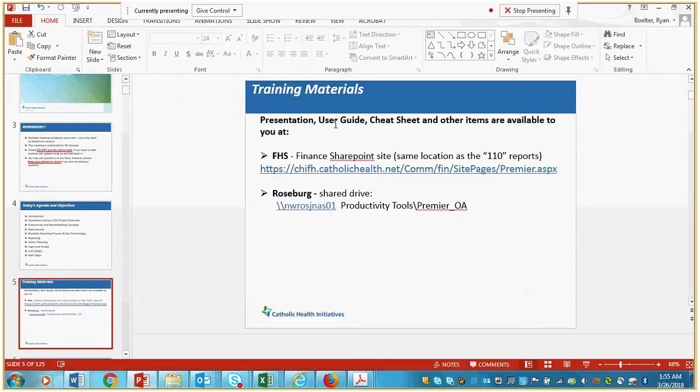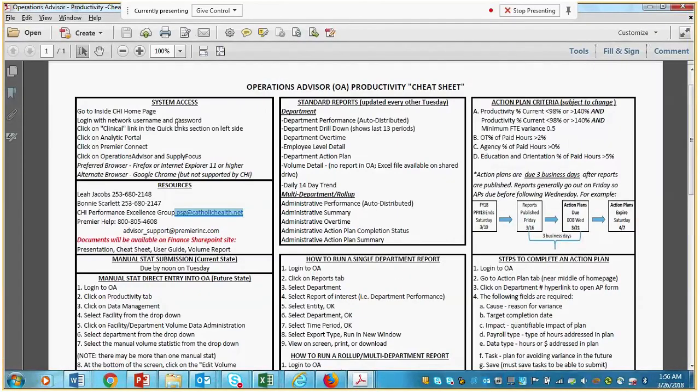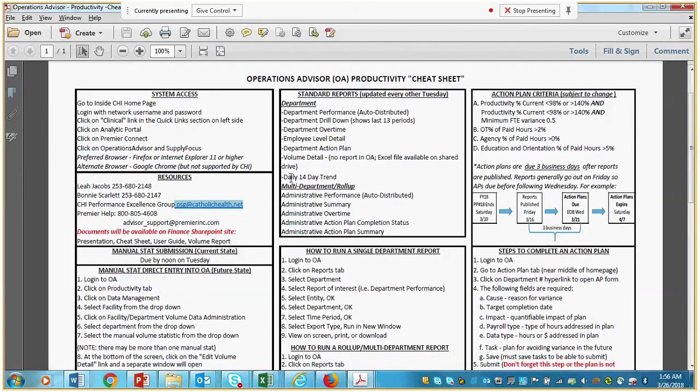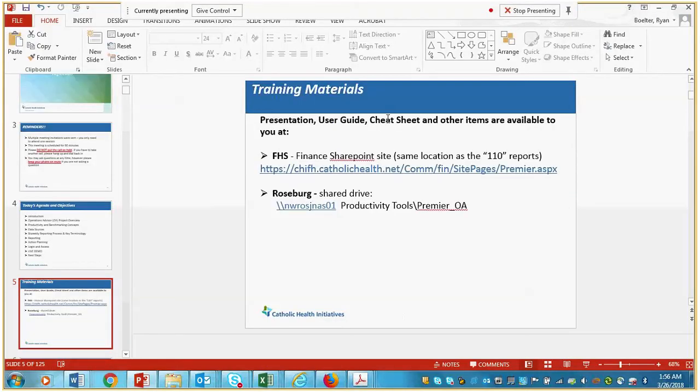There's an extensive user guide that's available. There's also a cheat sheet, which I have open here. So this will be a one-page document that you'll be able to refer to, just a quick reference guide. How do you log in? Who do you reach out to for help? And here's an email address that I'm going to mention a couple times in the presentation where you can reach people from Performance Excellence. What are the action plan criteria? This will be important. So there's a lot of information on this one-page document that you'll be able to refer to, as well as the extensive user guide. And we'll be posting some other materials out to these locations as well. So please keep that in mind.